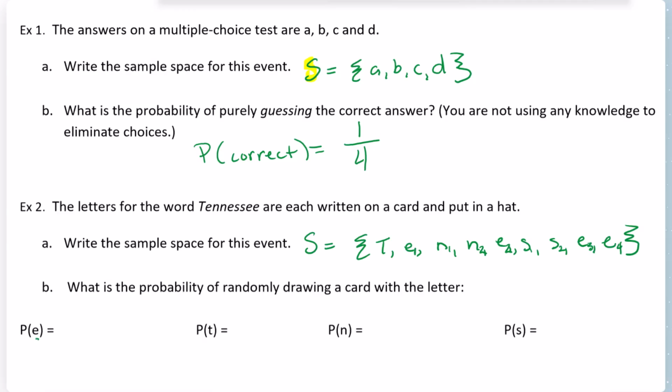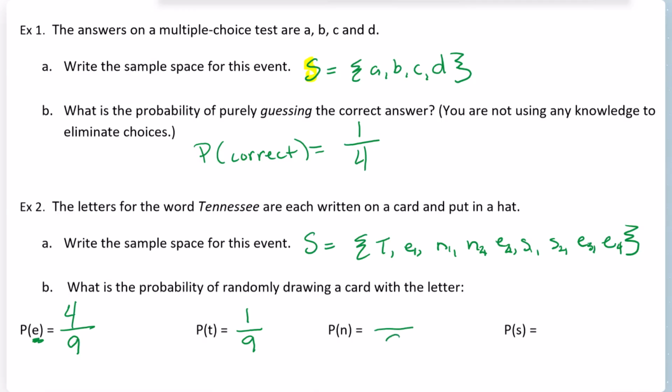So when we set it up, remember the denominator is going to be total. If you count up the letters T, E, N, N, E, S, S, E, E, that is 9 letters. How many of those are E's? 4. So the likelihood of drawing a card with an E on it is 4 out of 9. What's the probability of drawing a T? Well, out of the 9, there is only 1 T.